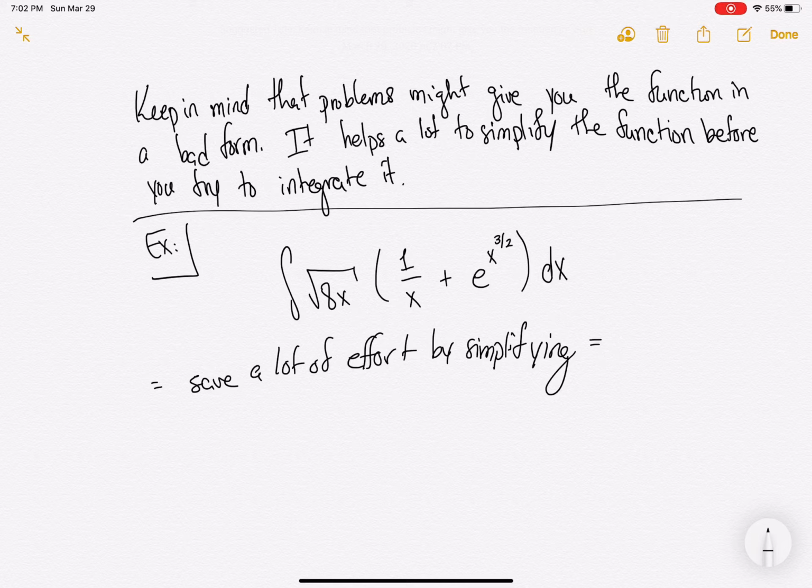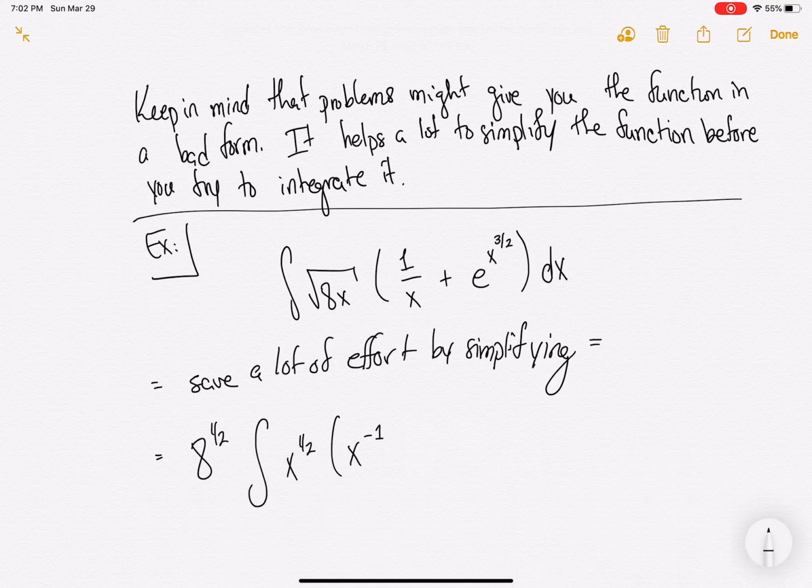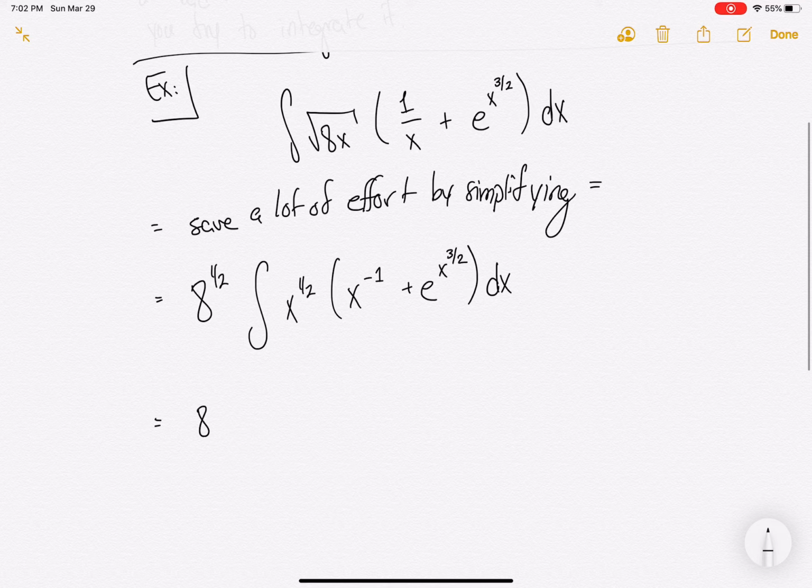Because really the square root of 8, I can write as an 8 to the 1/2 out front. And then x to the 1/2 on the inside. 1 over x, as always, we'll call that x to the -1. And then you would want to simplify this even a bit more. So 8 to the 1/2, and x to the 1/2 times x to the -1 is really x to the -1/2 plus x to the 1/2 e to the x to the 3/2 dx.